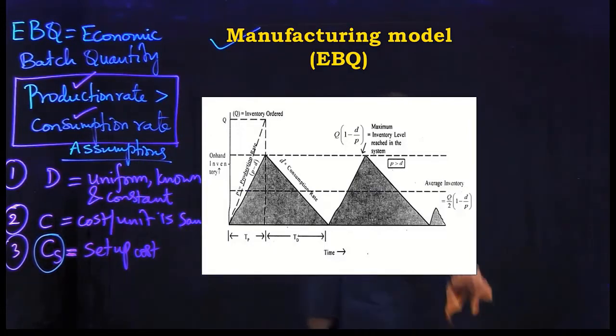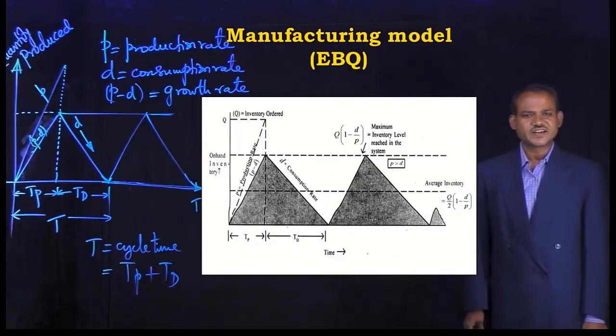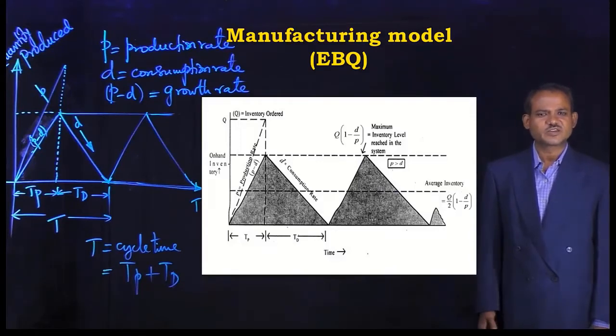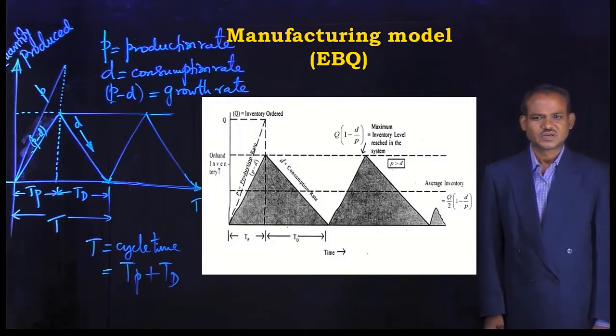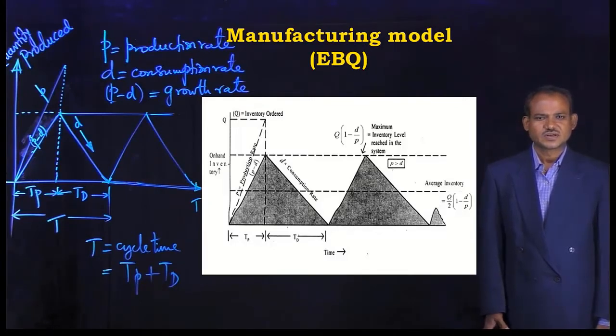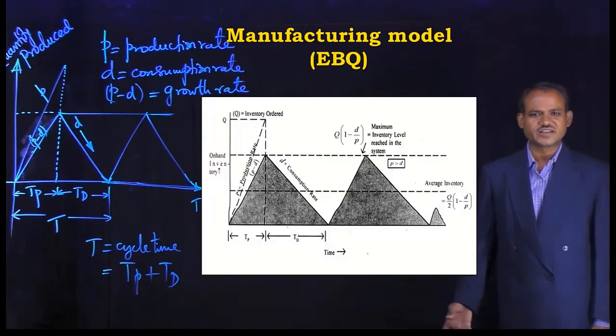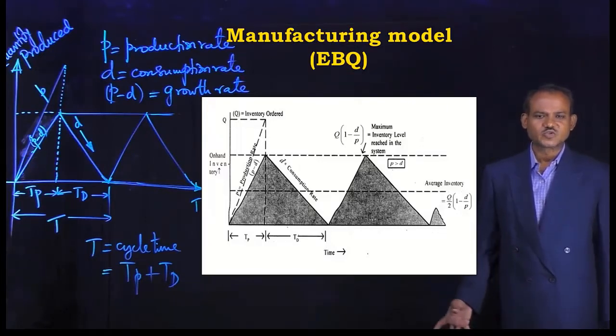In the second model, that means the production model or manufacturing model, you have to draw this diagram. How to remember this diagram? It looks like a sawtooth. The first derivation's diagram looks like a right angle triangle, while this diagram looks like a sawtooth form.